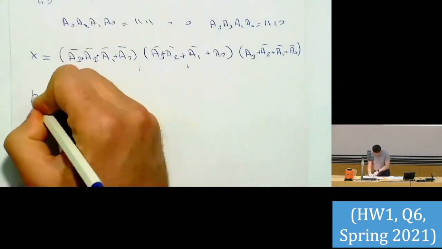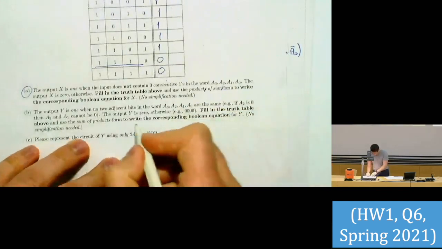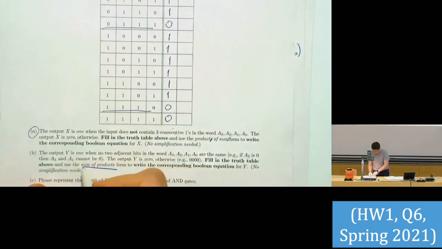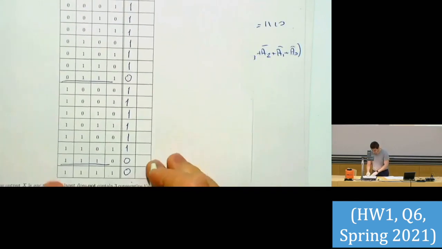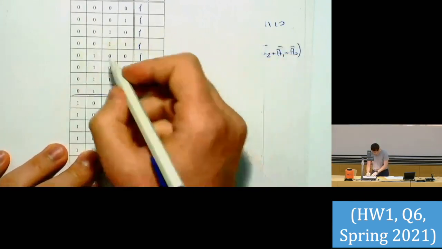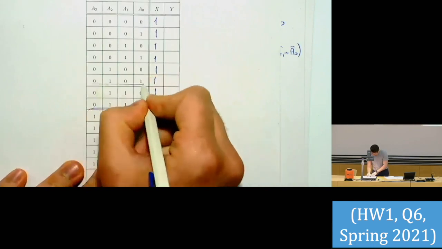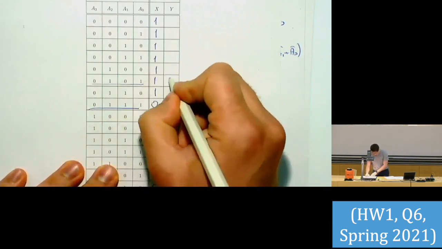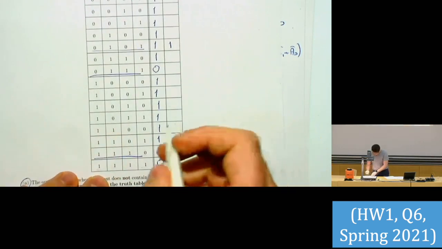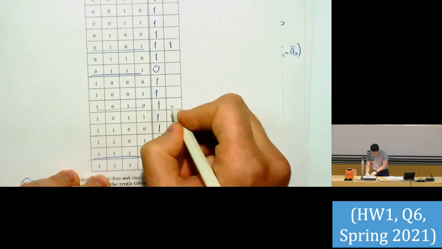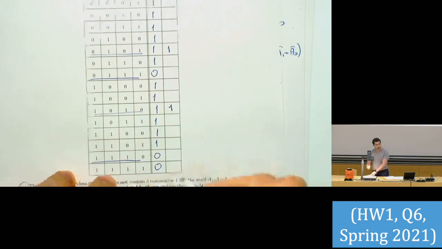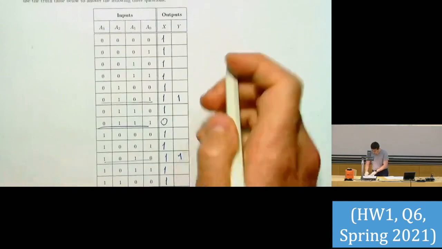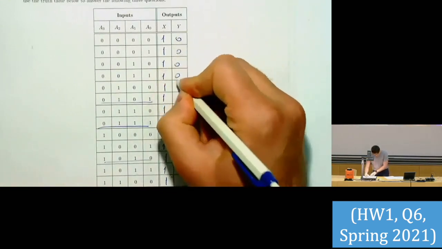For B, it asks for the sum of products. And Y is basically one when no two adjacent bits in the word are the same. Basically, what it means is that I won't have any adjacent input bits equal to each other, right? So here, I don't have any adjacent input equal to each other, so this should be one. And here, I also don't have any adjacent input equal to each other, so this should be one, and the rest should be zero, because for the rest of the cases, I will have at least two adjacent inputs equal to each other. So the rest is zero.